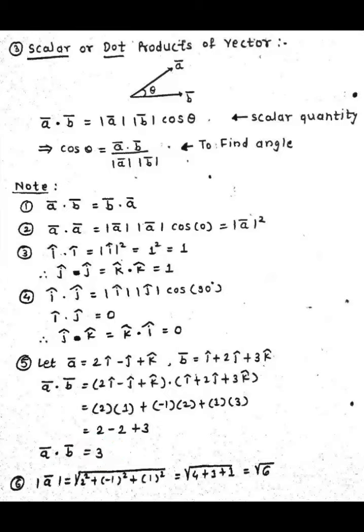Now to understand one more concept related to magnitude, I'm writing in a second note, magnitude of a bar. Magnitude of a bar is the square root of the I component, 2 square, the j component, minus 1 square, and the k component, 1 square. So simplify this, you will obtain magnitude of a bar is root of 6. So this is about the scalar product.